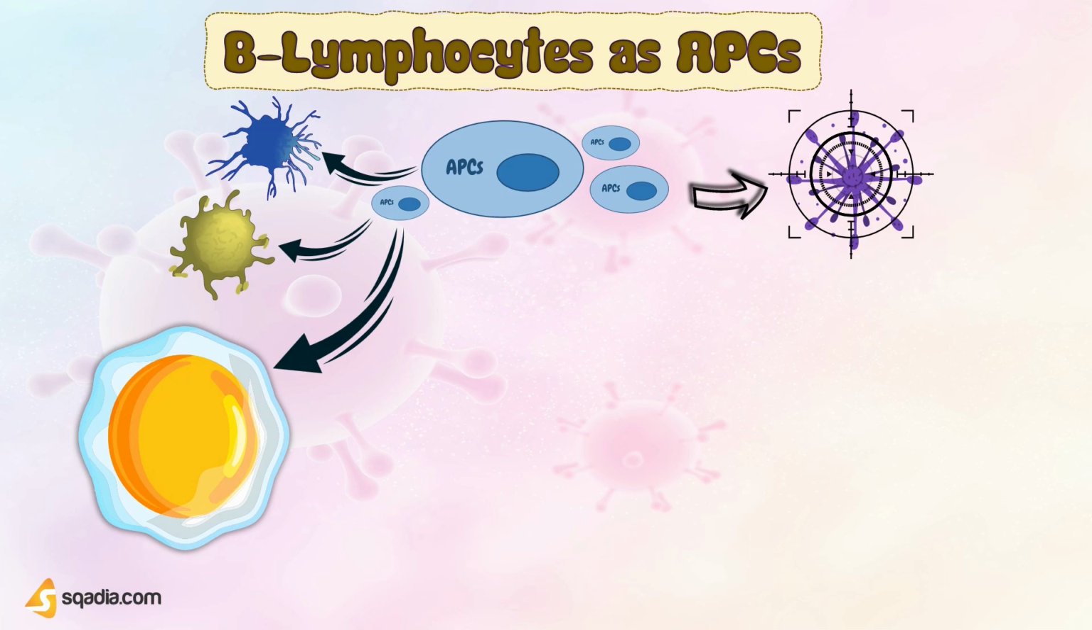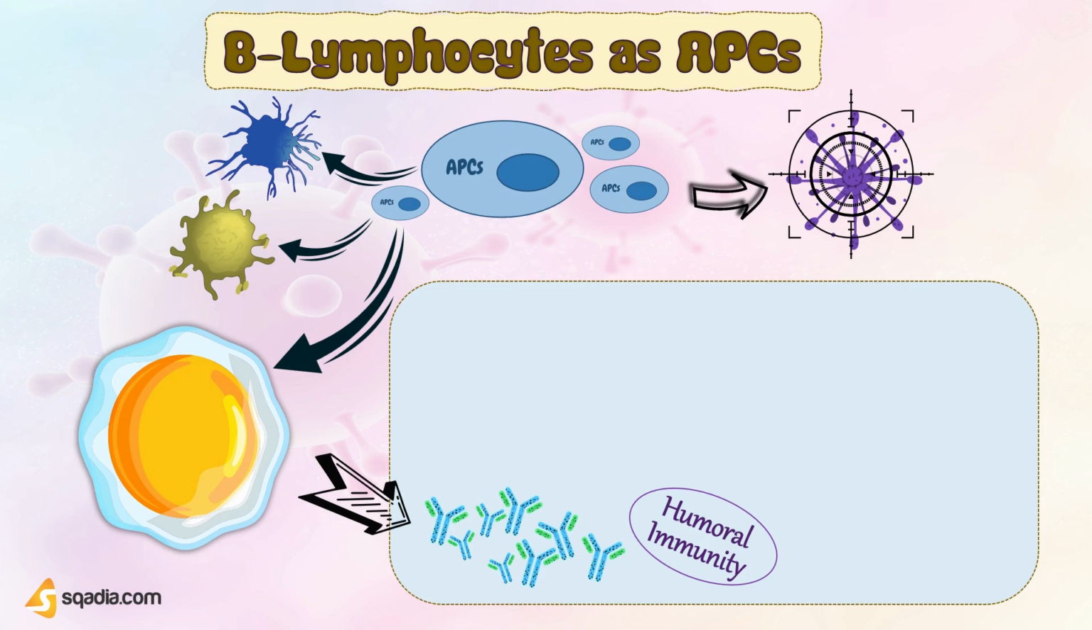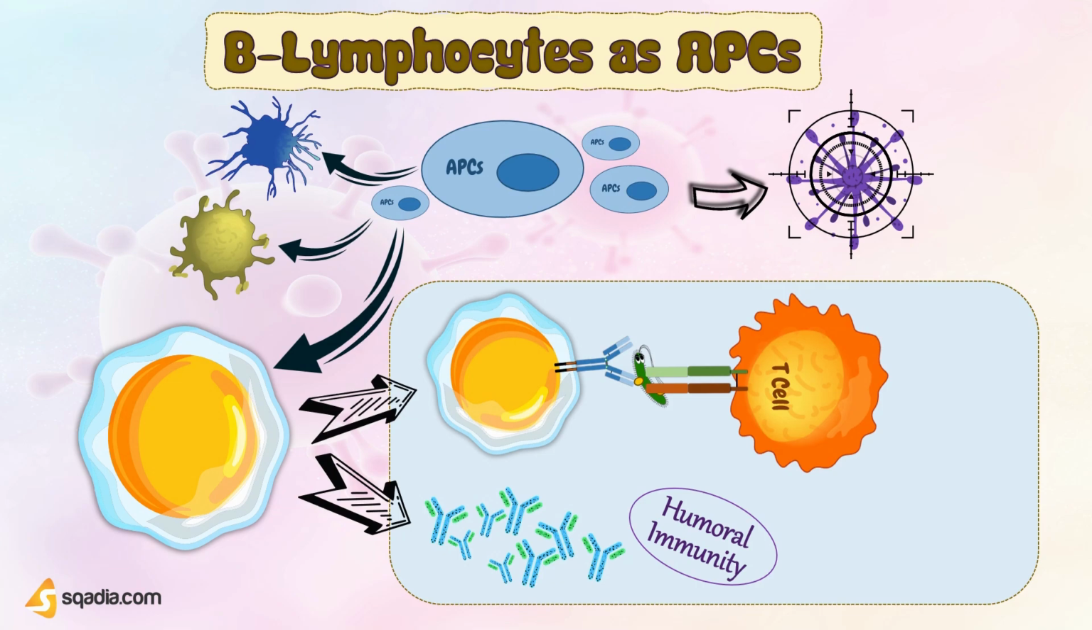Although the main purpose of B cells is antibody production against antigens, thus playing a role in humoral immunity, they also possess the unique ability to act as APCs. And this capability allows B cells to present antigens to T cells, thereby activating cellular immunity as well.